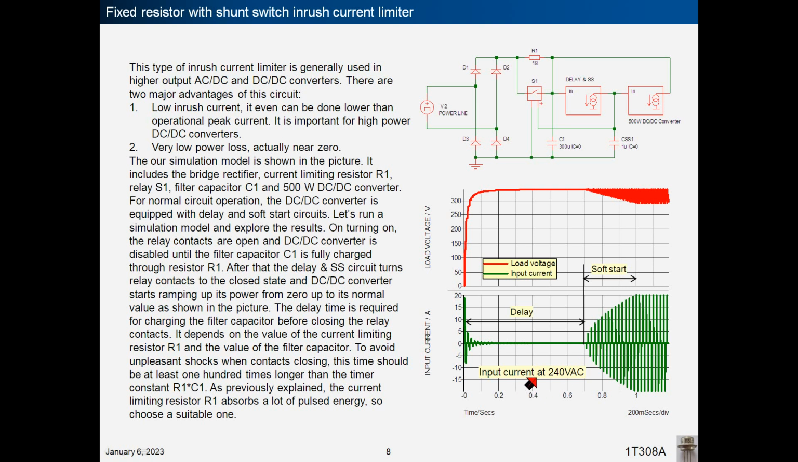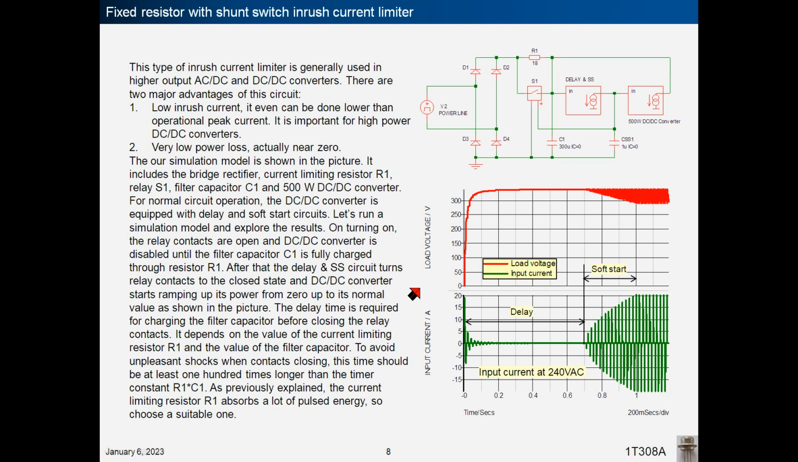The line voltage is 240 VAC. This is a delay. Delay is necessary to allow the filter capacitor to be fully charged. Then, after closing the relay contacts, the soft start ramps up the input and output power from 0 to 100% during around 10 milliseconds.